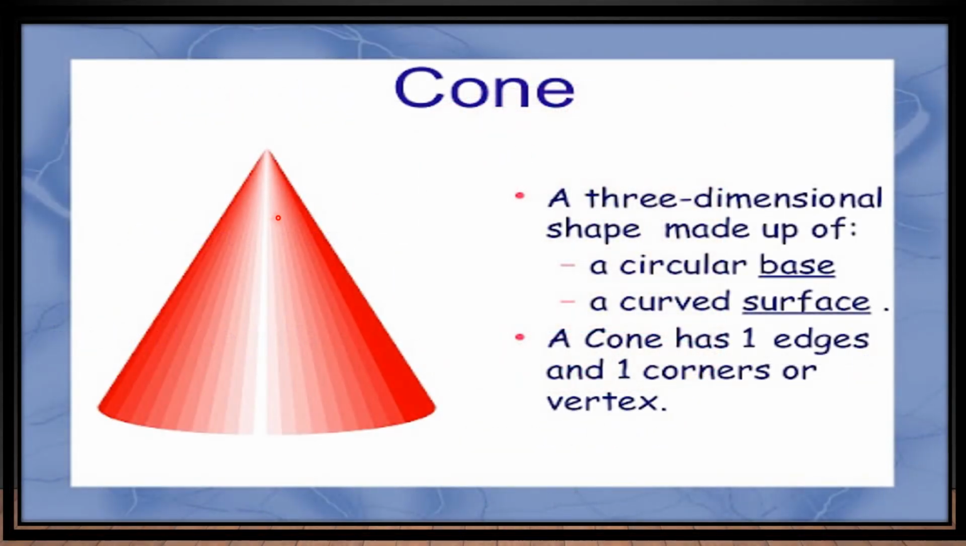See this shape, children, this is a cone. Examples of a cone you can see in your birthday parties, your ice creams. They all have conical sides. Your party hats. So a three-dimensional shape made up of a circular base, you can see here, and a curved surface. So a cone has one edge, that is one curved edge, one flat face, and one corner, or you can say vertex. So one curved face, one flat face, one edge, and one corner.